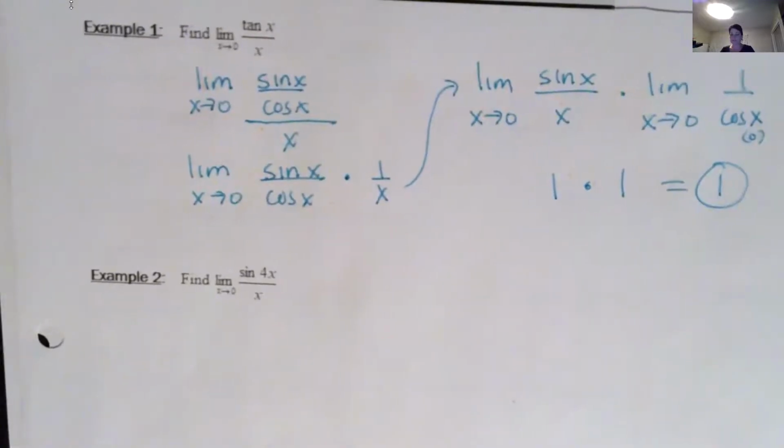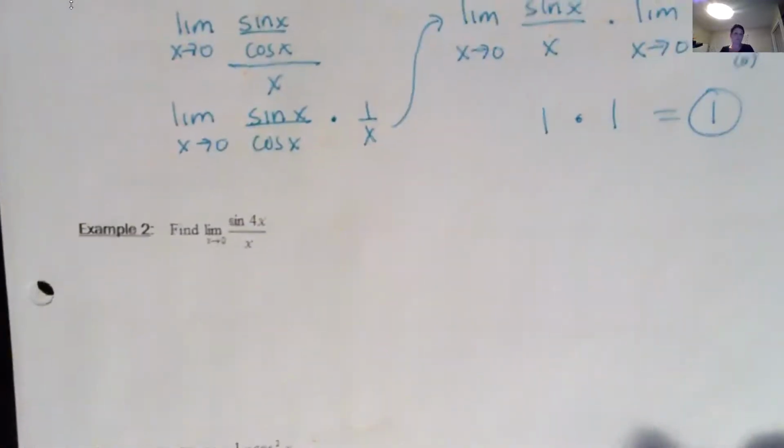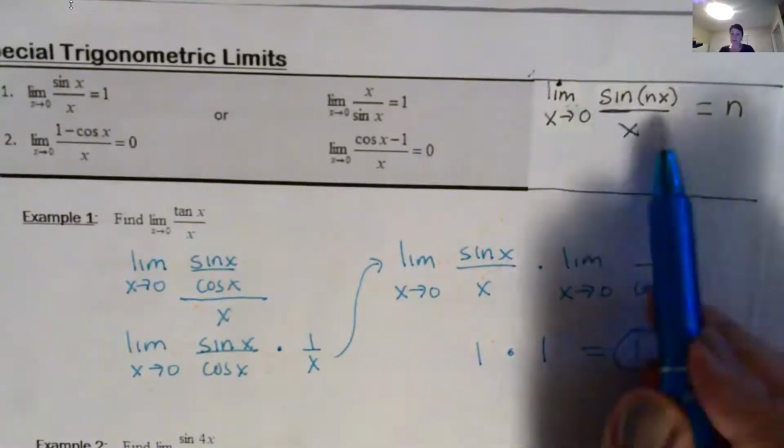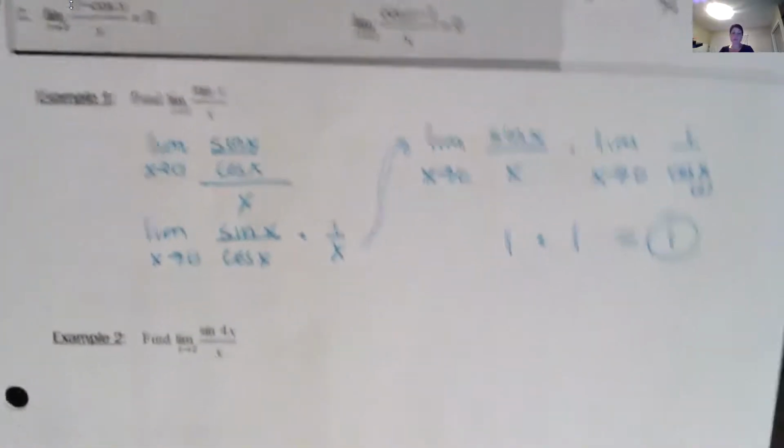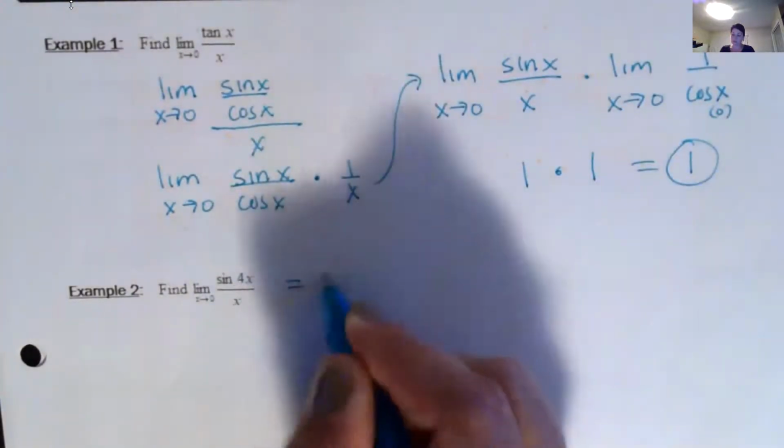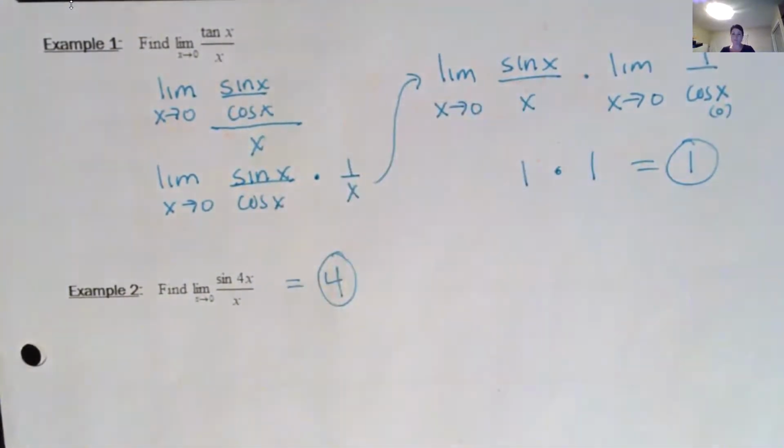All right, let's go to the next one. This one, it is this property, this special trig limit. So the answer is 4. Done.